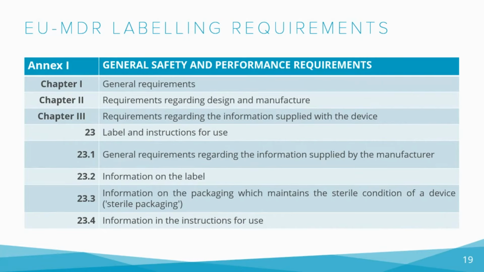Chapter 23 specifies the GSPR, known as the General Safety and Performance Requirements, for medical device labeling. This chapter is categorized into four parts. Part one is the general requirement for labeling, which the manufacturer must follow. Part two is the set of requirements for device and packaging labels of medical devices. Part three is for sterile packaging and its labels. Part four is the set of requirements for IFUs and user manuals or user guides.